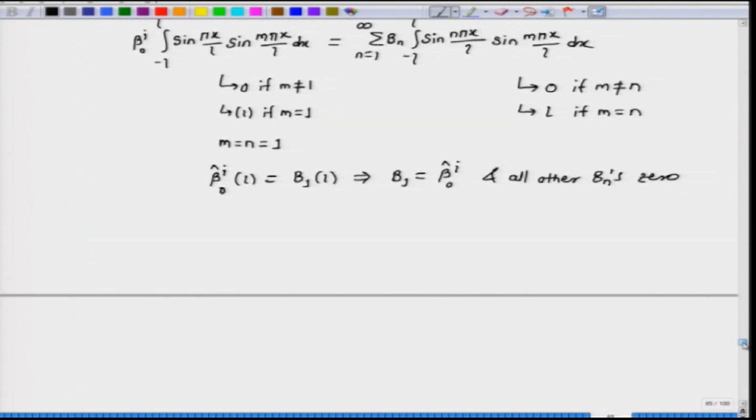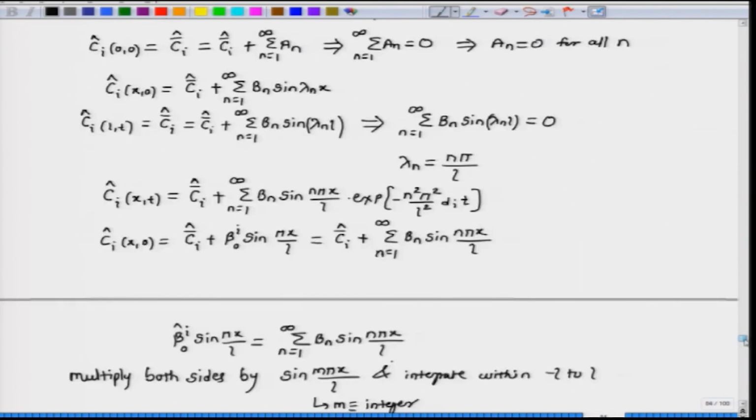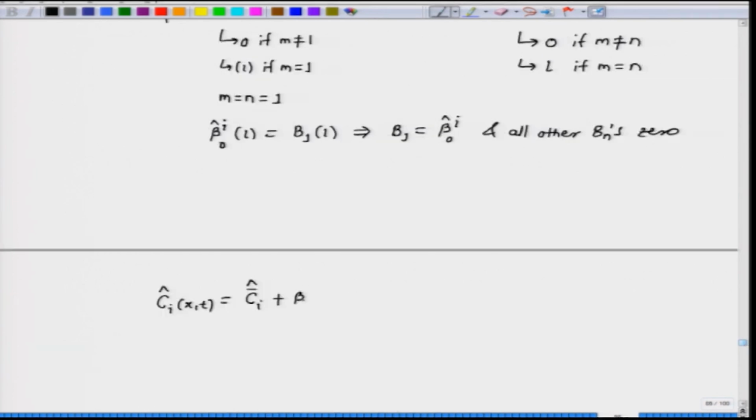So, we got the solution for C I cap, which takes the form C I cap at x and t equal to C I bar cap plus b n, which is b 1, which is again beta 0 I cap, times sin of n equal to 1, so sin(pi x by L), times exponential of minus pi square d I by L square t.